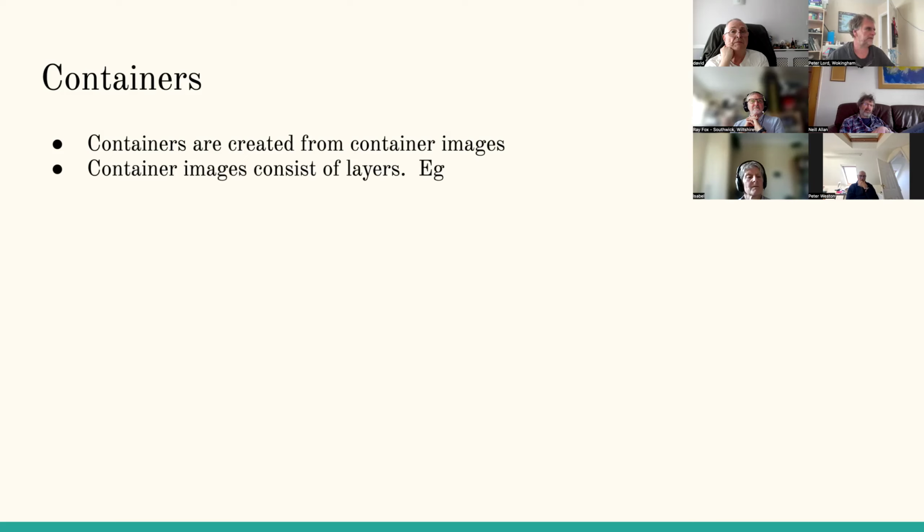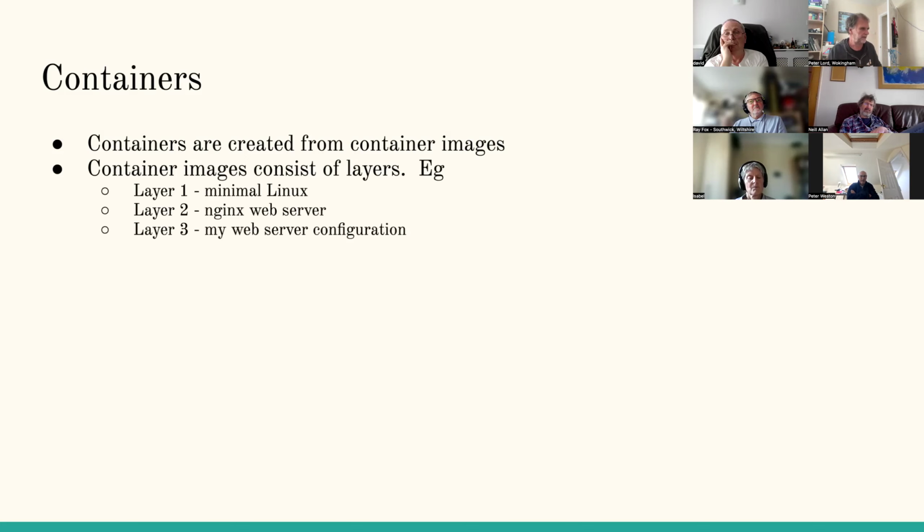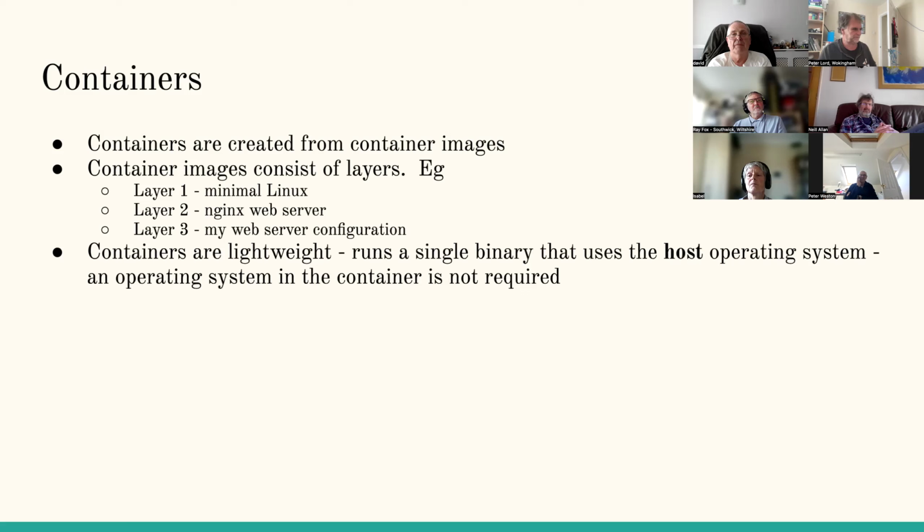Interesting aside here that container images consist of layers. And when you run the container, you see the summation of all these layers. So if you're building a container image, you might start off with a set of libraries from Linux. And then layer 2 might be a web server, and layer 3 might be your particular web server configuration. And these 3 layers will be combined into a single container image. And when you start the container, you will see all 3 of those layers at the same time. There's an additive effect there.